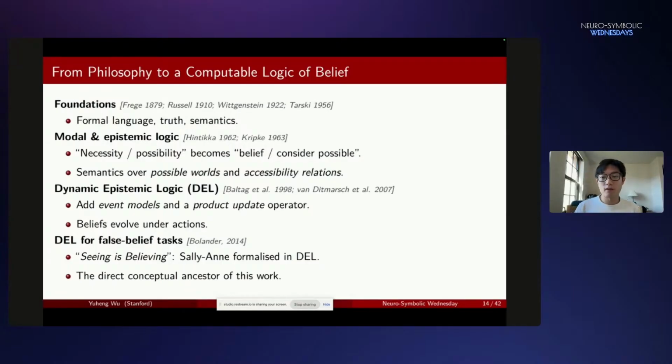And later, some people found that we can use this dynamic epistemic logic to illustrate false belief tasks for theory of mind. So we're not the first to introduce this kind of concept. We just reuse this old school philosophy concept and make it work in LM reasoning. In Bolander's work in 2014, he proposed that the Sally-Anne theory of mind test can be formalized in dynamic epistemic logic. So this is the direct conceptual ancestor of this work.